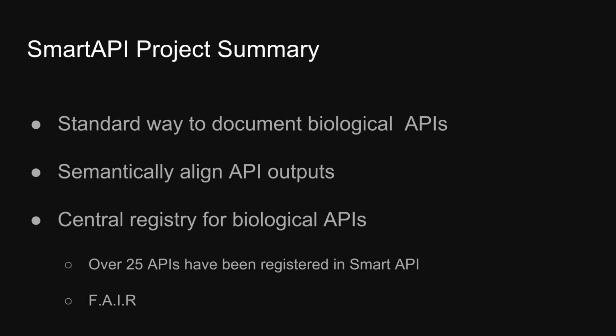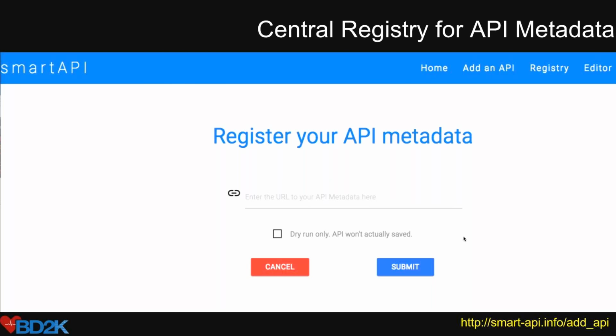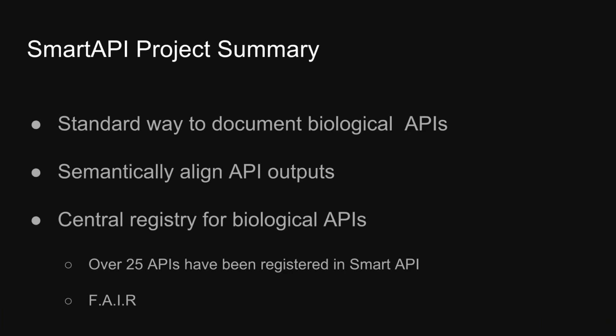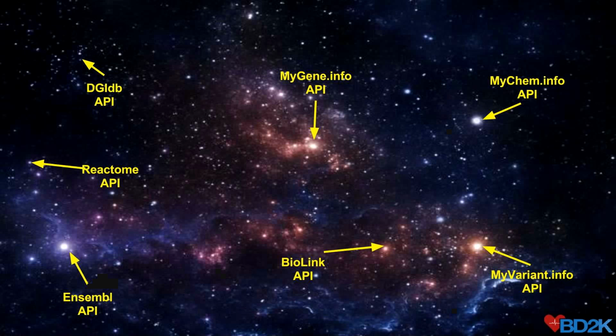And the third, it provides a central registry for all biological APIs. So once people register here, we provide a central way for people to search all APIs. Currently we have over 25 different APIs registered in the Smart API. And if you have your own APIs, please feel free to register at the link we provided. So that's so far for Smart API.